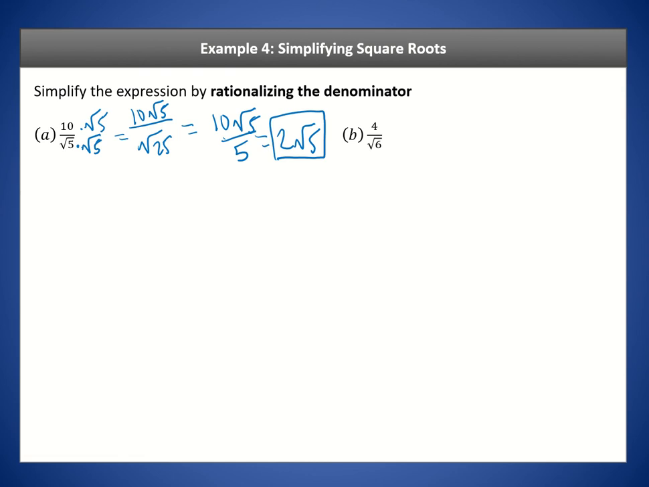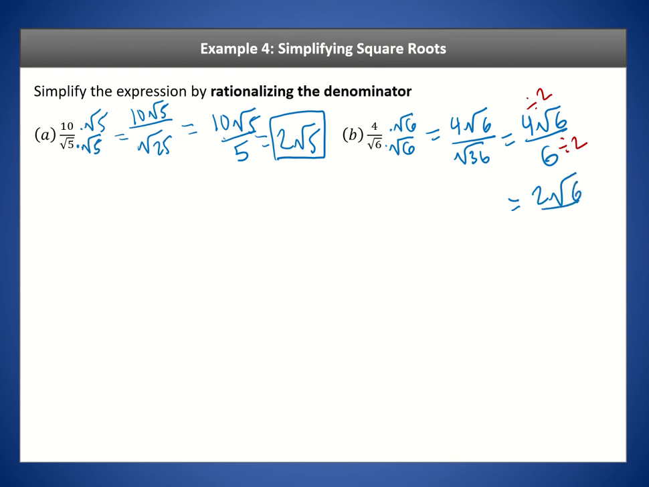So now let's do the second one. We want to get rid of the square root of 6, the square root there. So we're going to multiply by the same radical, do the same thing on top, get 4 times square root of 6 over, then you got square root of 6 times 6 is 36, and then square root of 36 is 6. Now 4 over 6 can be reduced. So let's go ahead and divide the top and bottom by 2. And in doing so, you get 2 square root of 6 over 3.